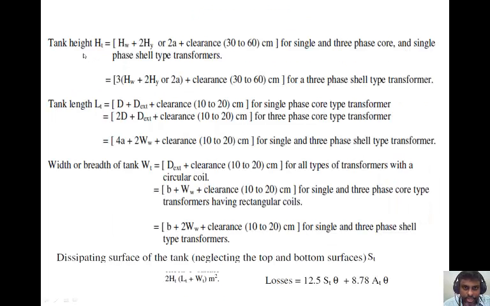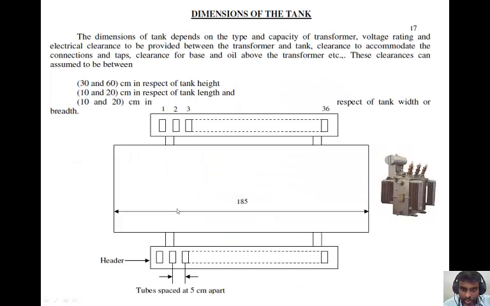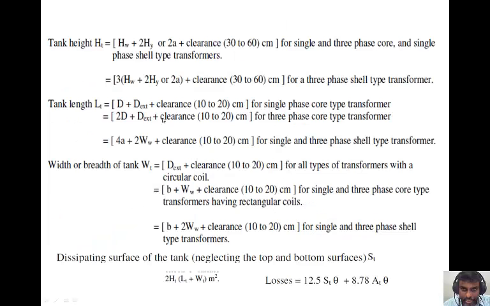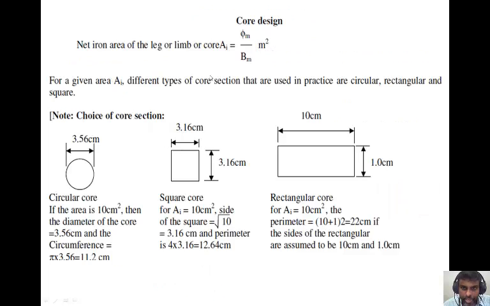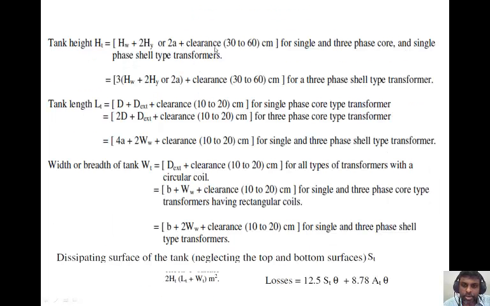So let us take how to calculate the tank height. It is the window area height HW plus 2 times the back iron thickness, this is the yoke, HY, plus clearance. The clearance is going to be 30 to 60 centimeters. It depends on the power rating. If it is a higher power rating transformer, the clearance is more. Less power rating, the clearance is less. This is for single phase and 3-phase core and single phase shell type transformers. Whereas for a 3-phase shell type transformer, it is 3 times HW plus 2HY plus clearance of 30 to 60 centimeters.